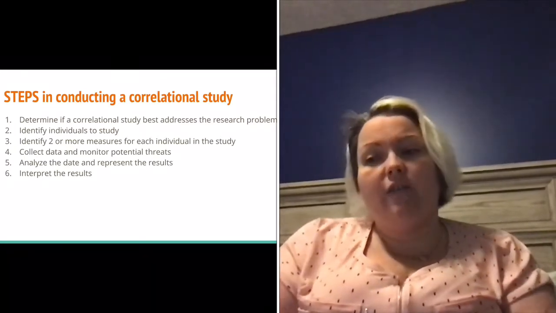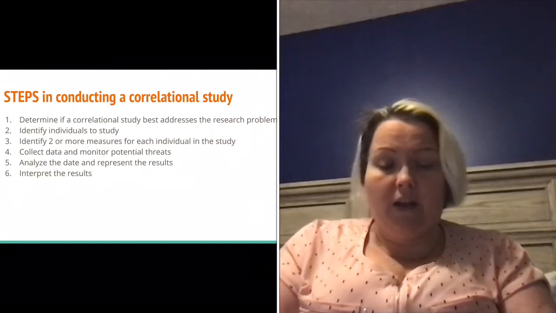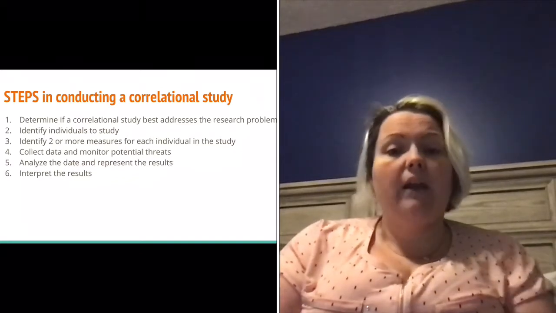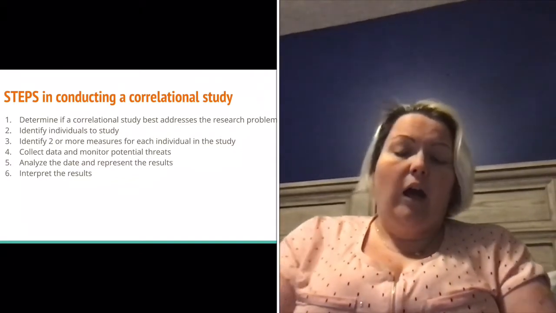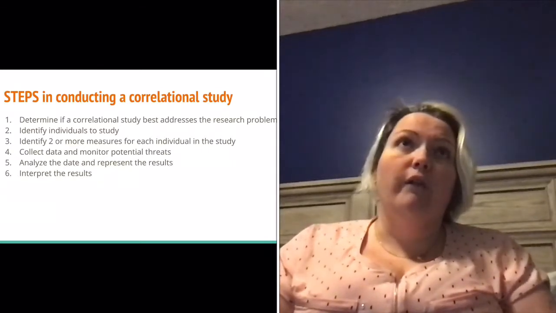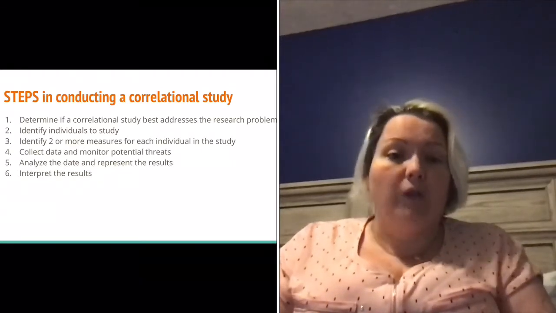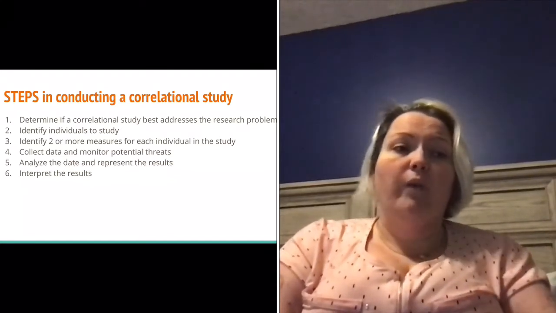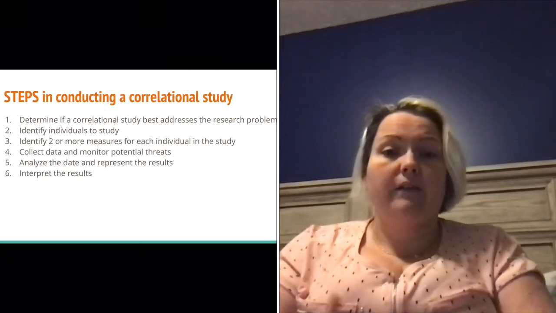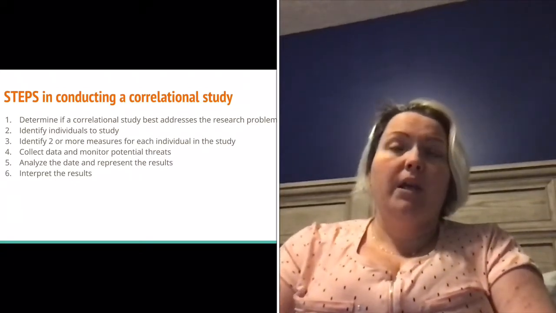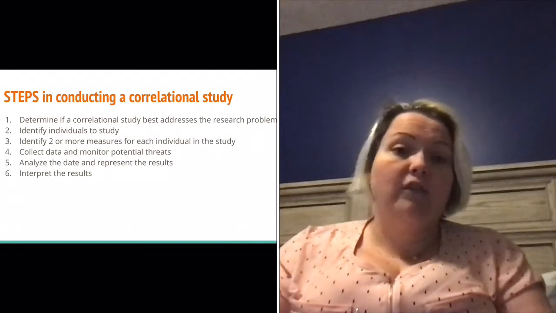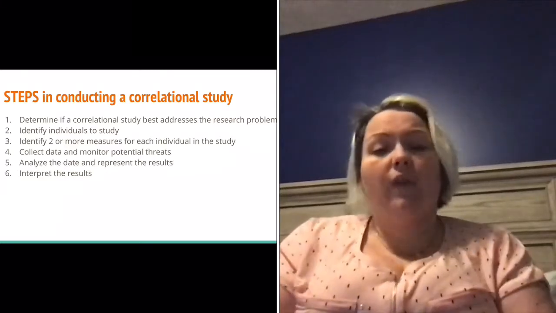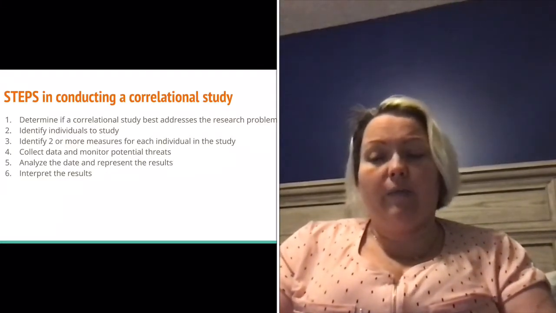The third step is to identify 2 or more measures for each individual in the study. So in our situation, the 2 measures that we picked were the amount of cats that somebody had and the amount of money that they spent. However, these types of things could vary based upon your own research. It might instead be the amount of people with depressive disorders and abuse, or it might be the amount of gas used in a car for your travel to work. So those kinds of things would identify the measures.